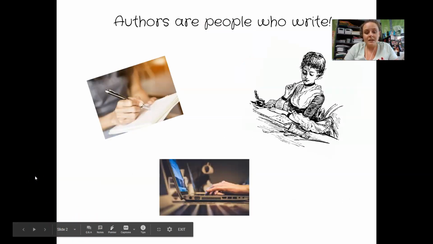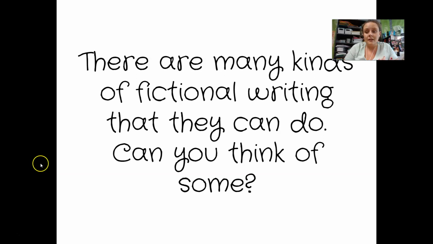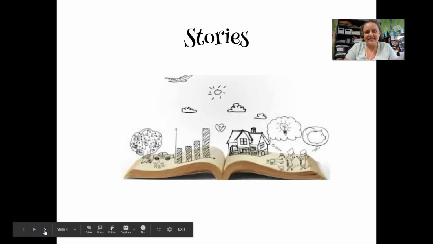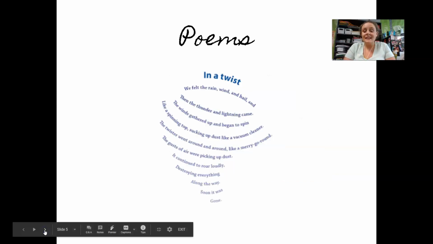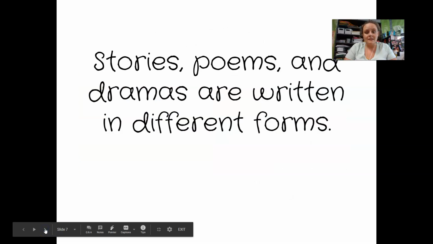So authors are people who write. That's what authors do. There are many kinds of fictional writing that they can do. Can you think of some fictional writing? We've already talked about some. What kind of fictional writing can you think of? They could write stories. Thumbs up if you thought of stories. They can write poems. Thumbs up if you thought of poems. And they can write dramas or plays. Dramas used to be my favorite thing to write about when I was little. Today we're going to be talking all about dramas.